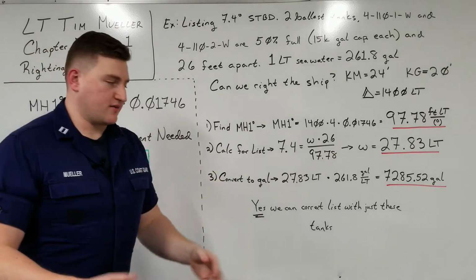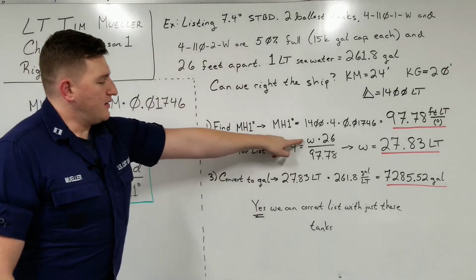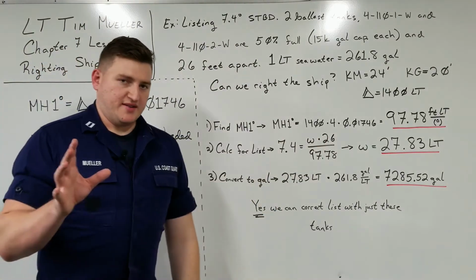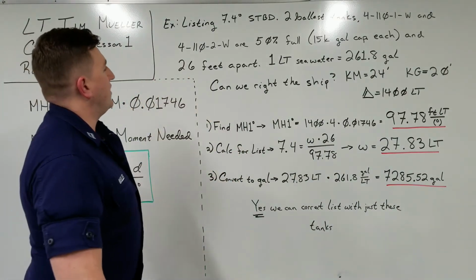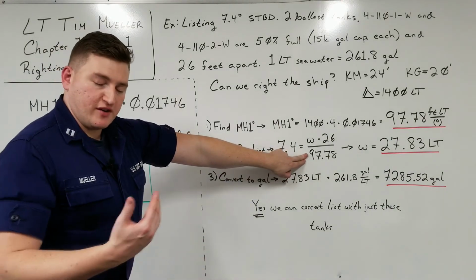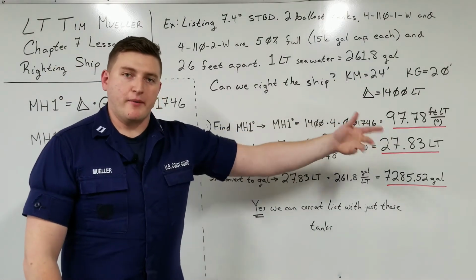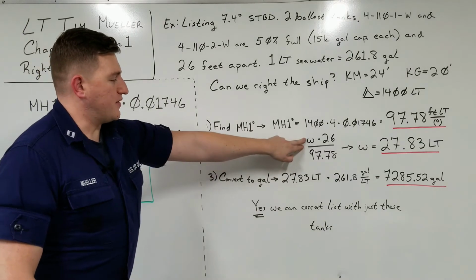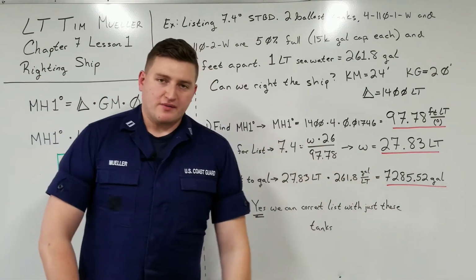Now we have to go to list. Our list is 7.4. That was given up here. This W, we don't know yet. This 26 is the distance that we're shifting. So we're going from 1 ballast tank on the starboard side. We're shifting over to the port side. It's going to be shifted 26 feet. And then we have 97.78, which was our MH1, moment to incline the ship 1 degree. Now, if we rework this and solve for W, W is going to be 27.83 long tons.